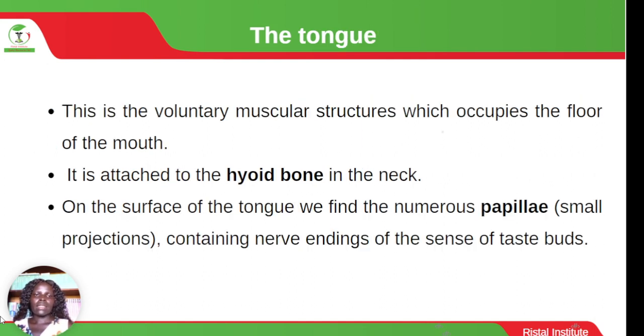So let's start looking at the tongue. This is the voluntary muscular structure which occupies the floor of the mouth. It is attached to the hyoid bone in the neck. On the surface of the tongue, we find the numerous papillae, the small projections containing nerve endings of the sense of taste buds. These are the ones that you can get on the tongue, and they are tiny. They are very important for taste.